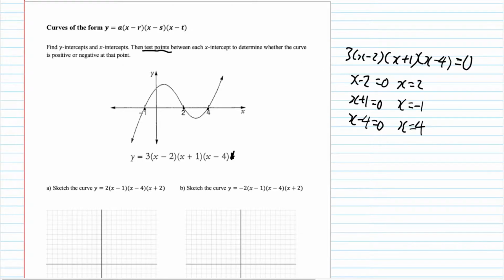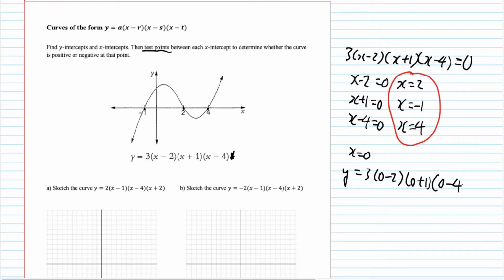Now once you've found the x-intercepts, you've got to find the y-intercept, right? To find the y-intercept, you let x equal 0. So then sub x equals 0 here. So then what does y equal to? Y equals 3 times (0 minus 2) times (0 plus 1) times (0 minus 4), right?